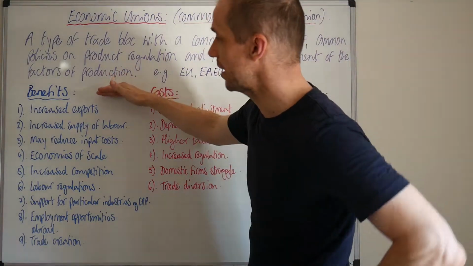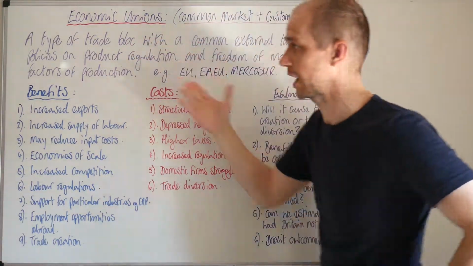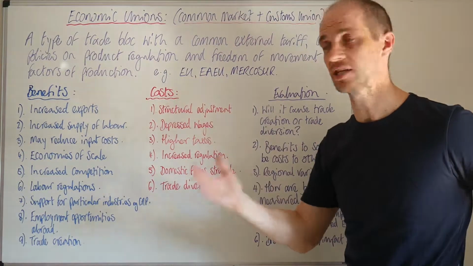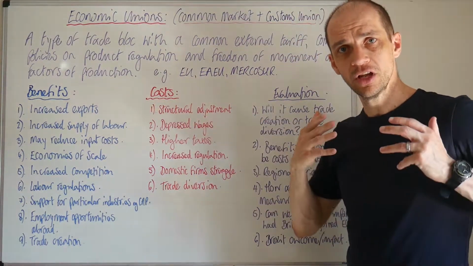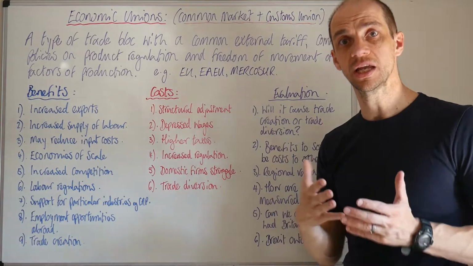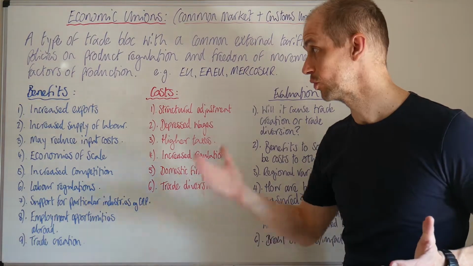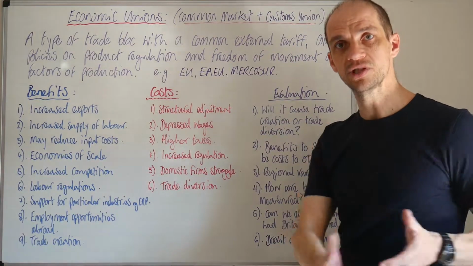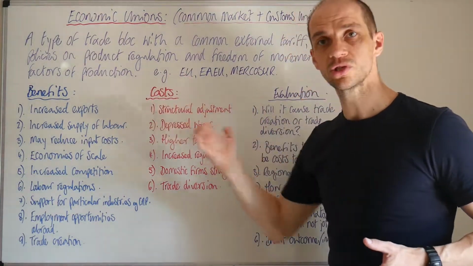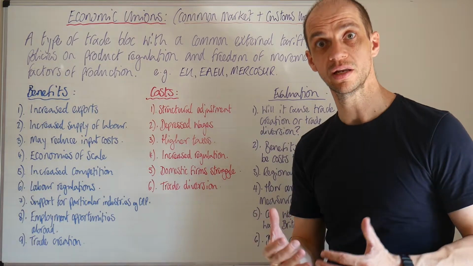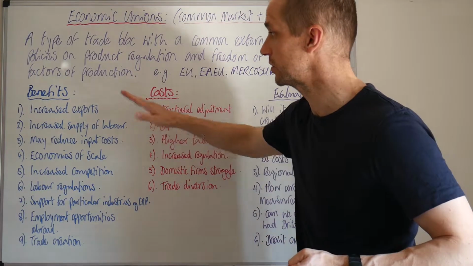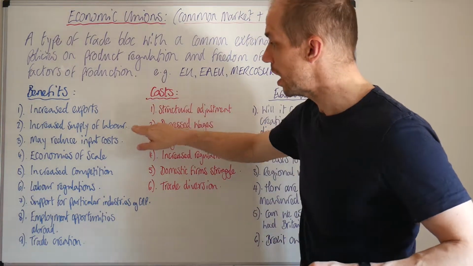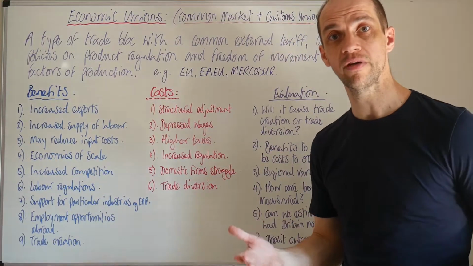Now, potential benefits when it comes to setting up an economic union, well, it's about increasing exports, of course. So you would want to try to increase your exports to your neighbour countries. That, of course, boosts employment. It would boost aggregate demand. It may also be supported by increased inward foreign direct investment, so that could be beneficial. There may also be an increased supply of labour.